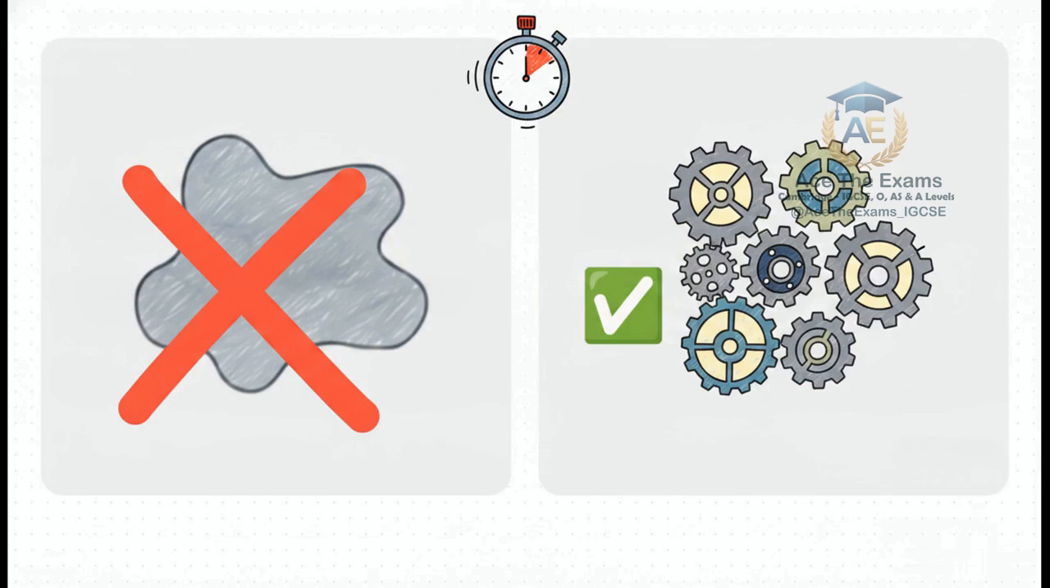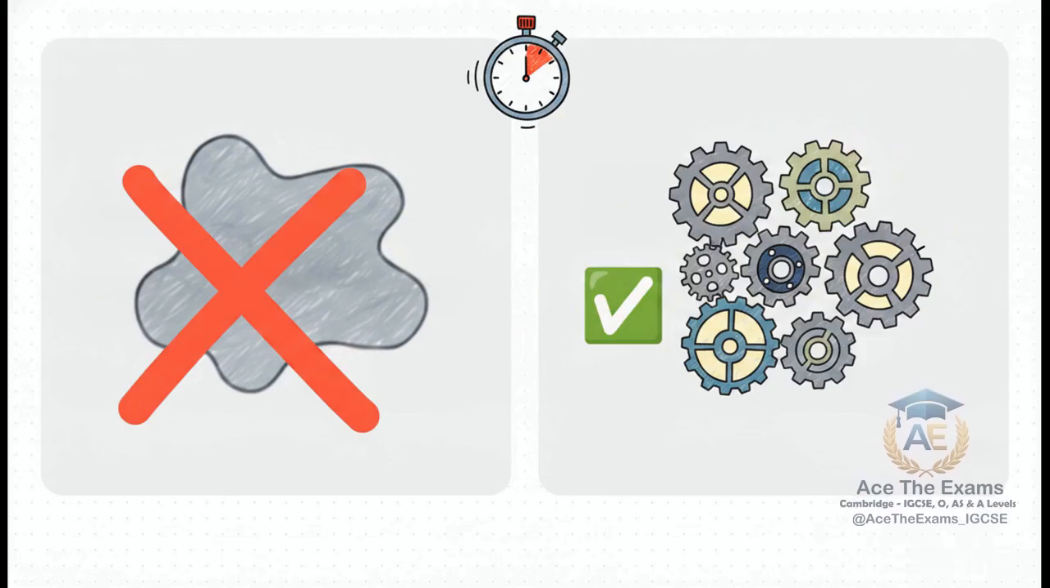Let's do a quick find the flaw challenge. Imagine a student writes this paragraph. The sequence didn't work because the numbers got too big. Can you spot the flaw? Exactly. It is completely generic.